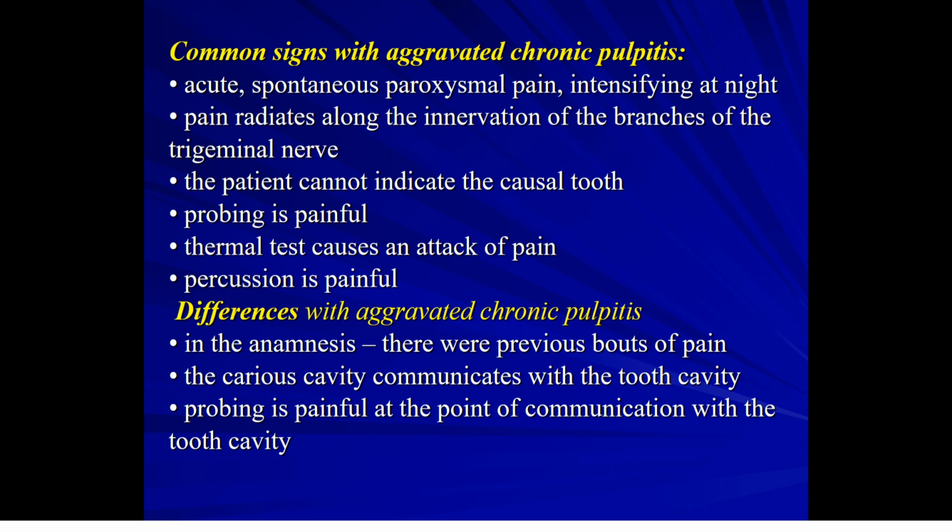And the differences with aggravated chronic pulpitis: in the anamnesis, we know that there were previous bouts of pain. The carious cavity communicates with the tooth cavity. Probing is painful at the point of communication with the tooth cavity.